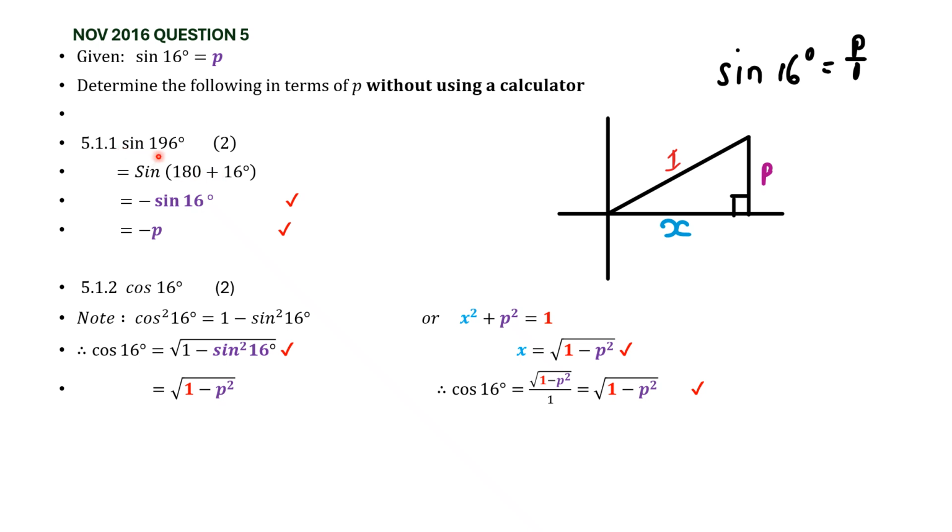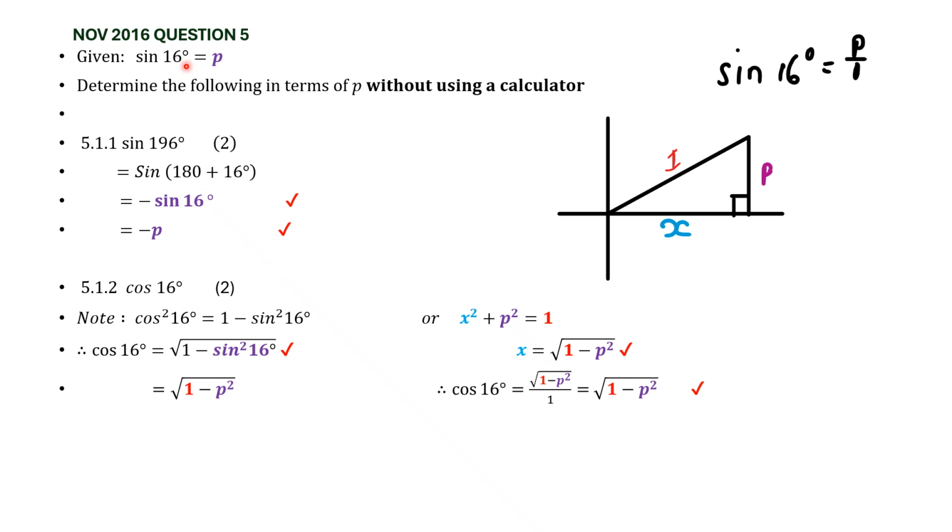So for 196, I need to make it read as 16 degrees. So 196, remember 0 to 90, 90 to 180, 180 to 270. So 196 falls in the third quadrant where it would be 180 plus. So 180 plus 16 degrees gives me 196. Third quadrant sine is negative according to the CAST rule. So that would give me negative sine 16 degrees. Sine 16 is P, so therefore that becomes negative P. One mark for negative sine, another mark for negative P.